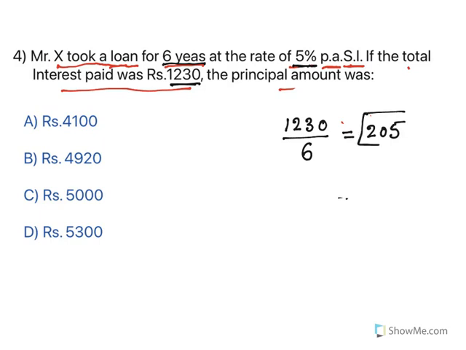205 rupees, right? This is for 6 years. This is the total simple interest earned. So per year 205 he received. Now he says the interest is 5%.